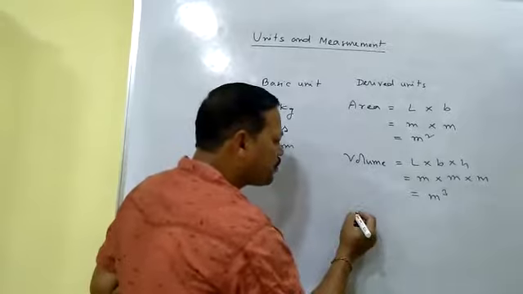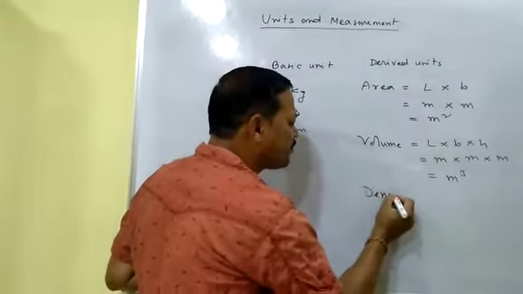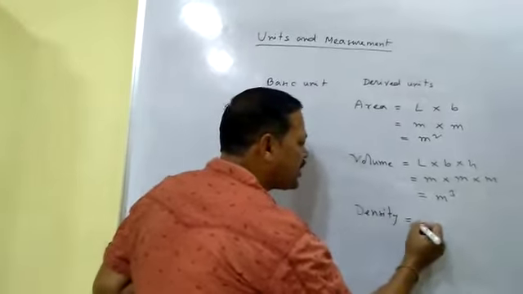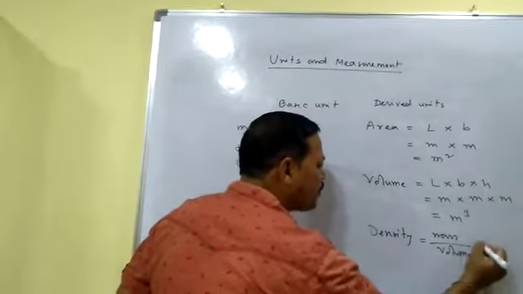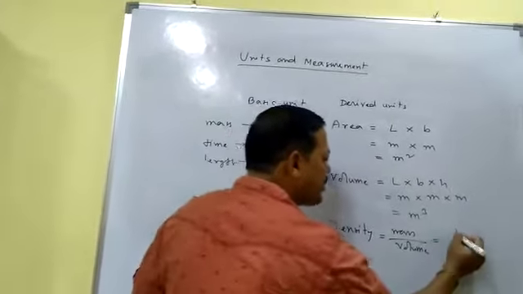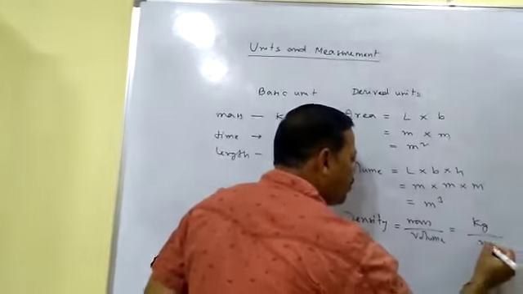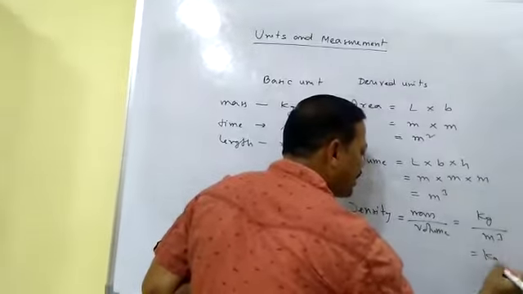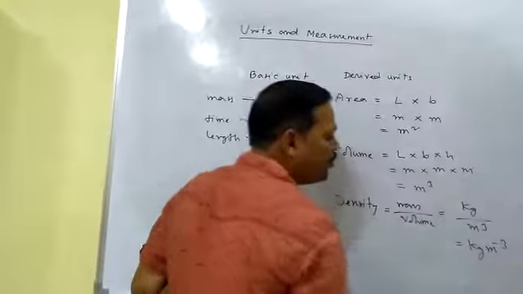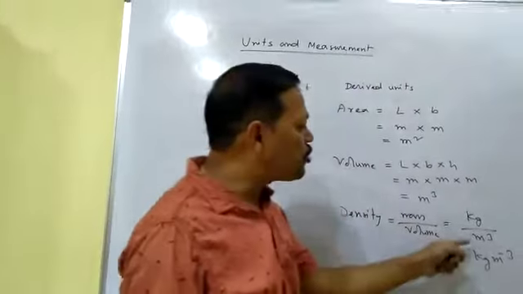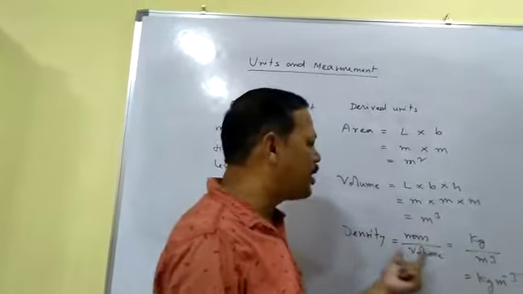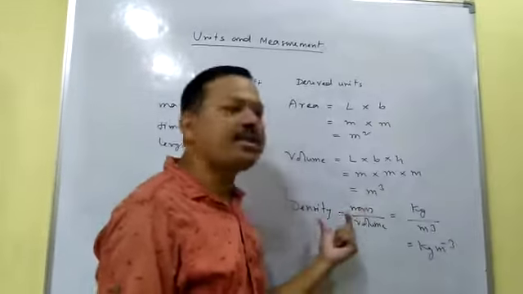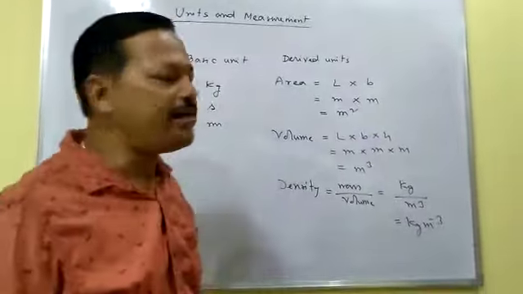Again, you know density. What is density? Density means mass by volume. What is the unit of mass? Kg. What is the unit of volume? Meter cube. Ultimately, you can write kg per meter cube. So this unit also you have got by dividing the basic units. That's why the unit of density is also one example of derived units.